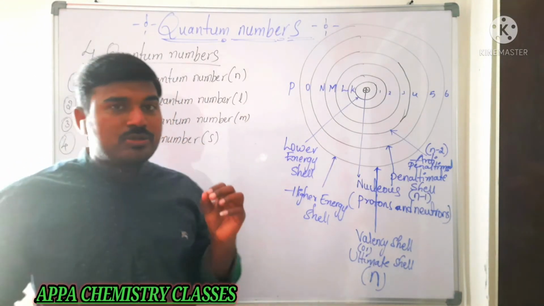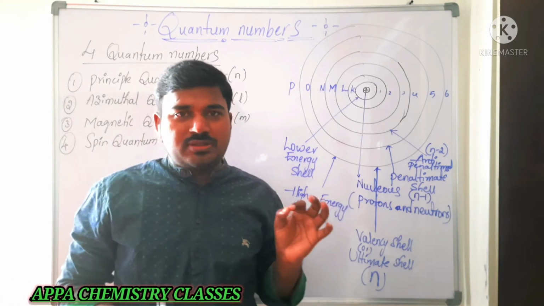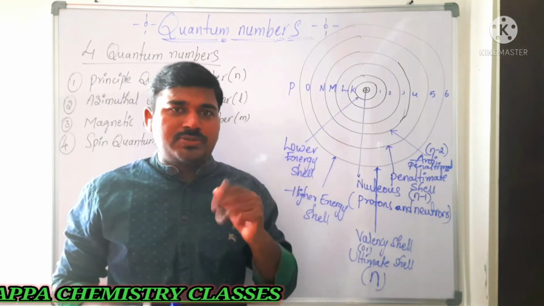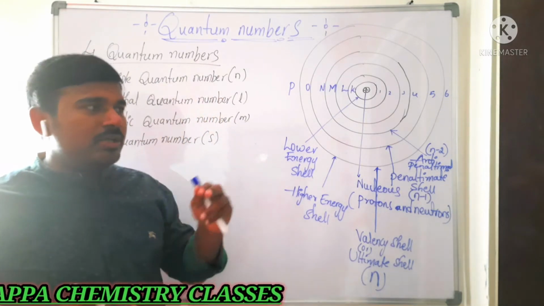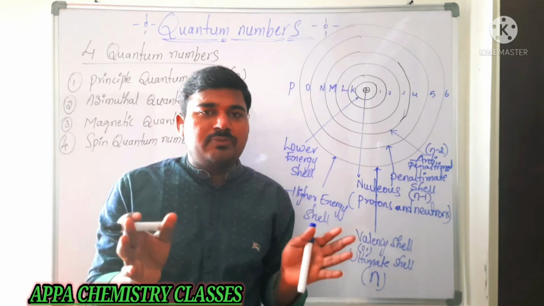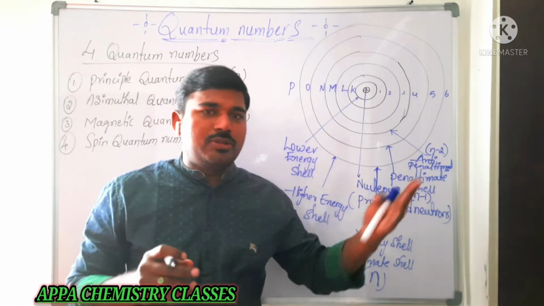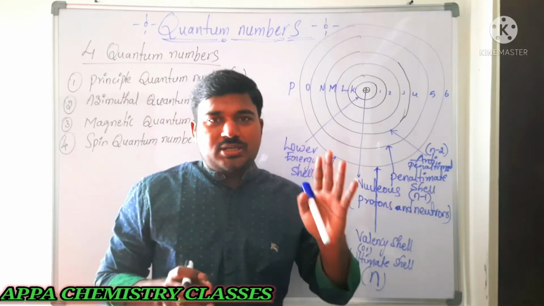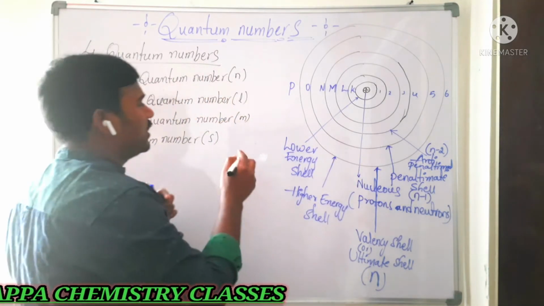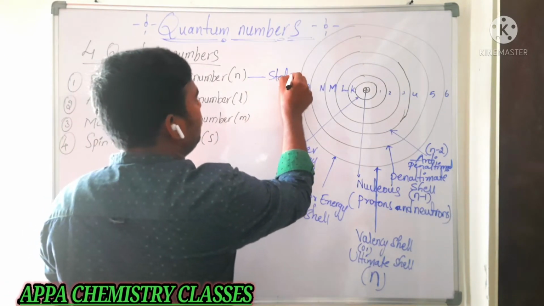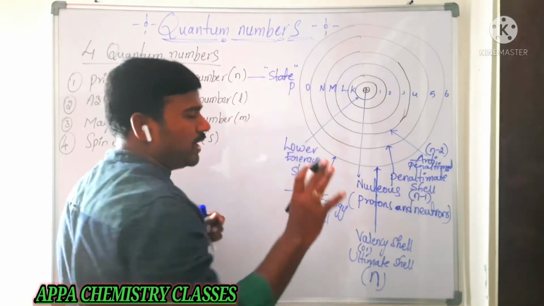So I will tell you a small thief story to make it easy to remember the quantum numbers. One thief did a robbery and escaped. Where he hid, we don't know. So we complained to the police. The first thing the police needed was to find out in which state he is hidden.